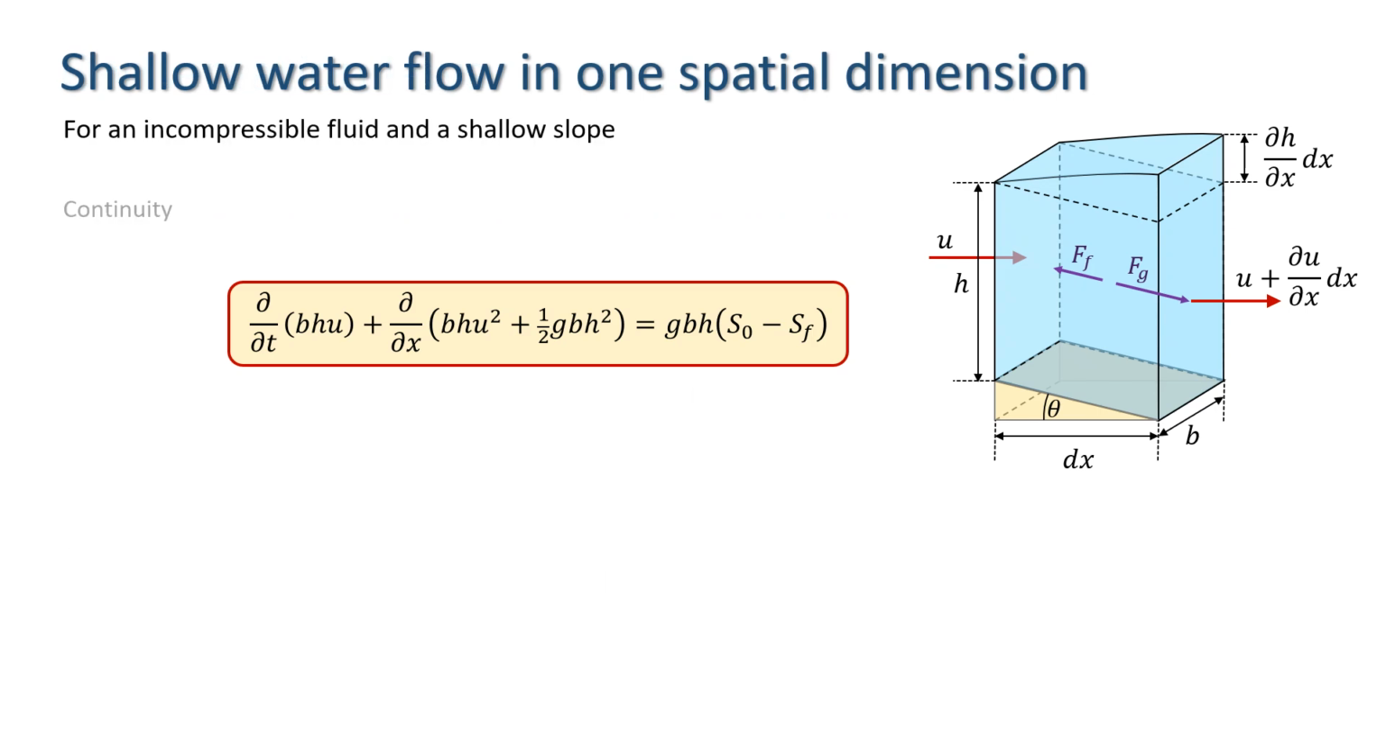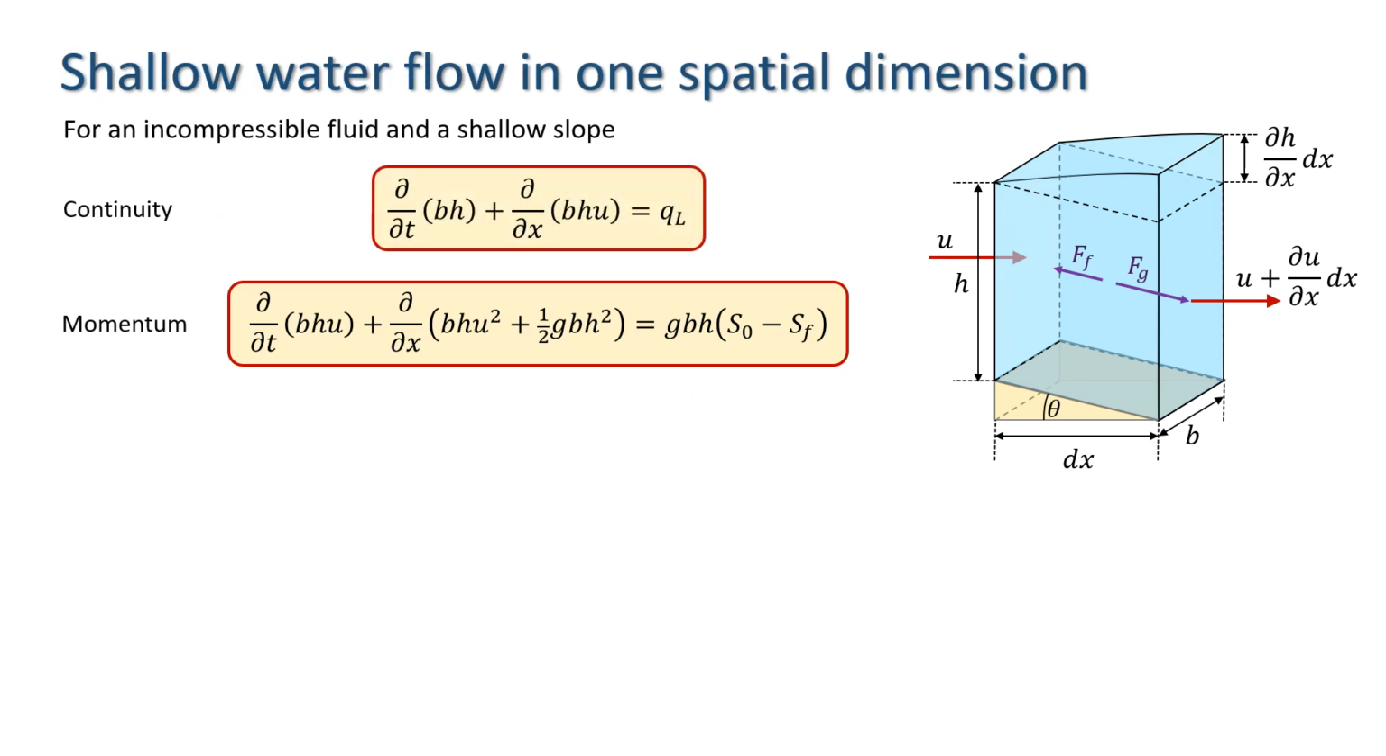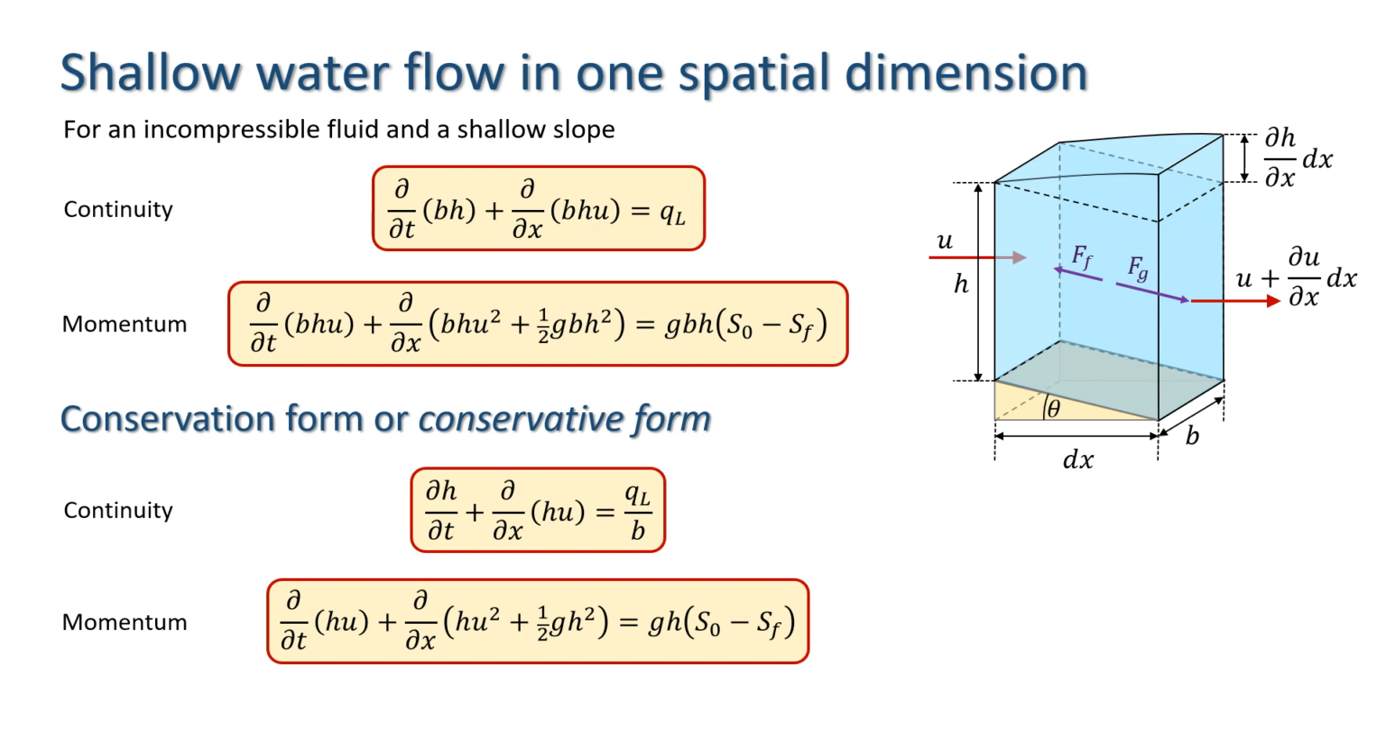Thus, for an incompressible fluid and a shallow slope, we have this pair of equations describing the relationship between the dependent variables depth h and average velocity u. Dividing both equations by the width b, we get the equations written in what we call conservation form, or conservative form, as shown here. These equations can be written in terms of different dependent variables, such as cross-sectional area, average depth, discharge, or unit discharge. These different forms are derived in my accompanying video, 1D shallow water equations in different forms.